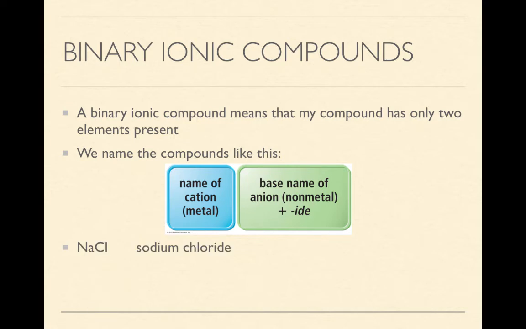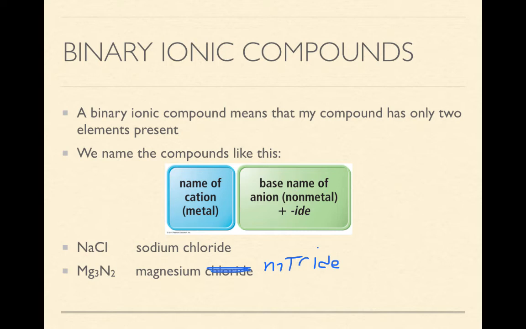So if we take a look at some examples here, NaCl, the name of the metal there is sodium, so we keep its name, sodium. And now we have chlorine. We remove the -ine, and we replace it with an -ide, so we have chloride. Next we have Mg3N2. That's not magnesium chloride. Let me correct that. This should be magnesium nitride. Okay, so we have Mg, which is magnesium, and then we have N, which is nitrogen, and nitrogen becomes nitride when it's an anion.